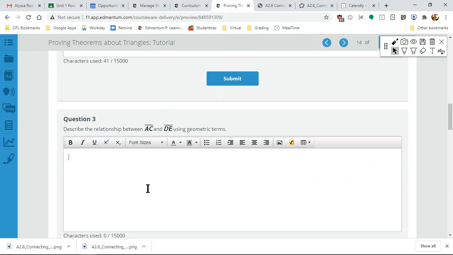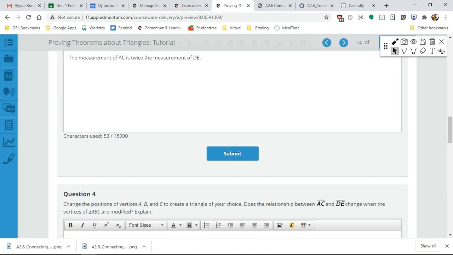Describe the relationship between AC and DE. So I'm going to say that the measurement of AC is twice the measurement of DE. Or you guys can say AC is twice as big as DE, or you can say that DE is half of AC. Either way, just talk about the measurement somewhere. Talk about that relationship, DE, half the length. Is this making sense so far, everyone?